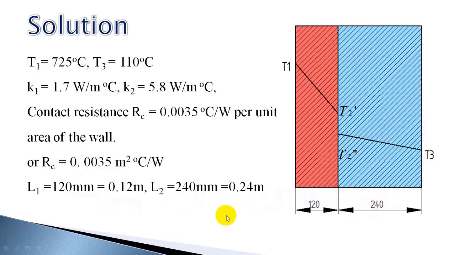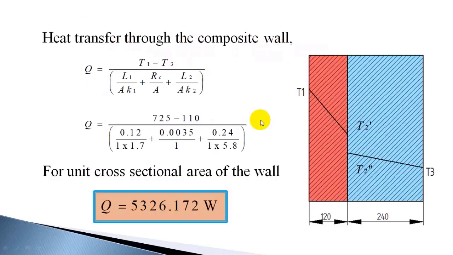0.24 meter. Now heat transfer through the composite wall is T1 minus T3, that overall temperature difference, divided by the resistance of this layer, the contact resistance, and the resistance of this layer. So the temperature difference is 725 minus 110, divided by the resistance of the first layer, which is thickness 0.12 meter divided by area, which is 1, and K is 1.7. Area is taken as unit because area is not given. For unit area of cross section you should find out. So area is 1, thermal conductivity of the first layer is 1.7 watts per meter degree centigrade.